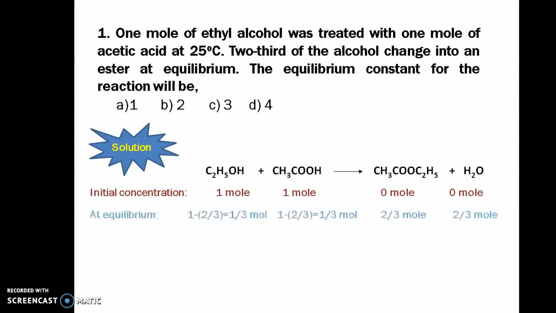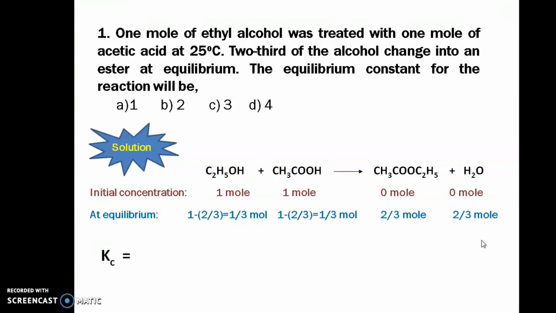And at equilibrium, here we stated that 2/3 of the alcohol changed into an ester at equilibrium. So we will subtract this 2/3 from the initial concentration. Initial concentration minus the reacted concentration gives you the remaining concentration at equilibrium. So that is 1 minus 2/3 giving rise to 1/3. Similarly, acetic acid also 1/3, and the products produced are 2/3 mole and 2/3 mole here.